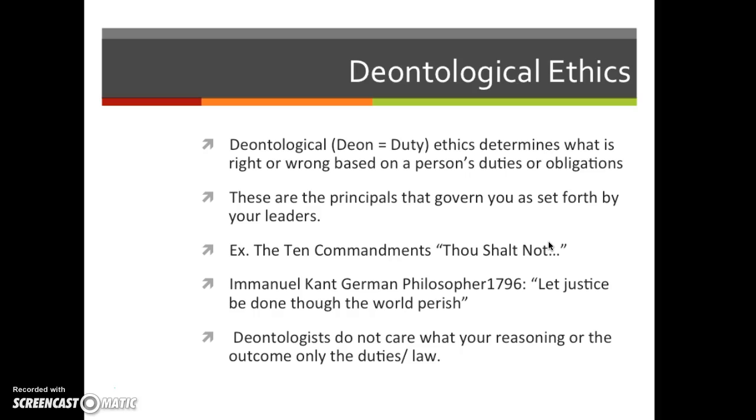So, thou shalt not kill, a deontologist is going to say, that's it, thou shalt not kill. There should be no gray line here. It's a black or white scenario. Thou shalt not kill. So a deontologist is not really so much concerned with, well, what if you're defending yourself or some of these other ideas? That is the rule, that is the law, and that is what you're going to follow.